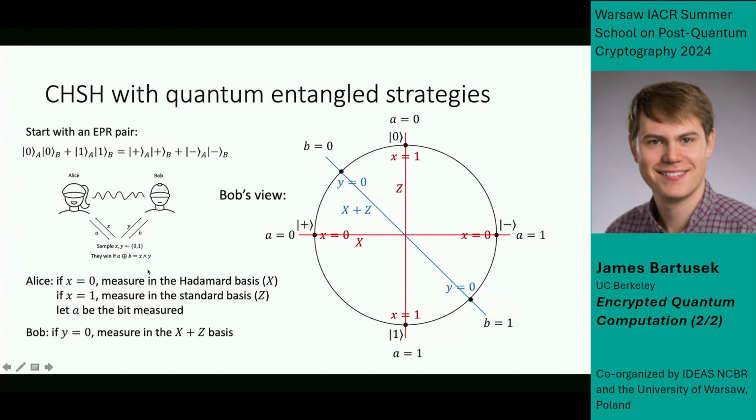Now, what if Bob's question was 1? Then what we want is that Bob's answer is equal to A XOR X. So if he has the plus state or the 1 state, then A XOR X is equal to 0. If he has the 0 or the minus state, then A XOR X is equal to 1. So in a similar way, Bob should measure in this basis, the X minus Z basis, and assign outcome 0 over here and outcome 1 over here.